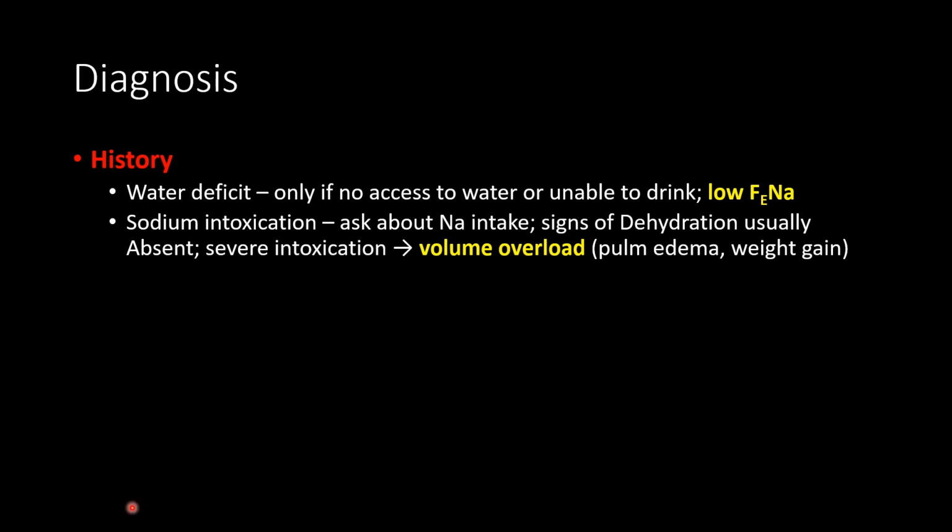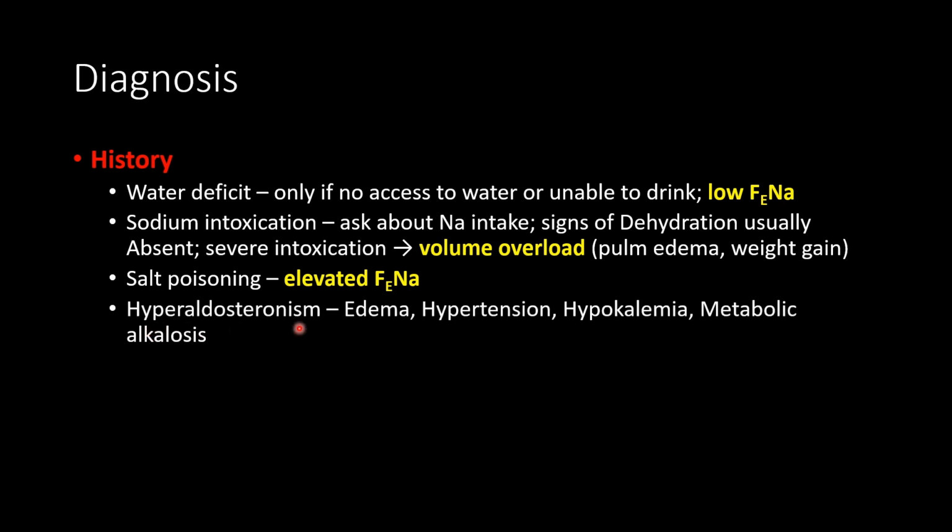And when there is salt poisoning, meaning the patient has taken an excess amount of salt, the body will try to do what? The kidney will try to excrete that excess amount of salt. The kidney cannot excrete fresh crystals, it will excrete the salt dissolved in urine. So the fractional excretion of sodium through the urine will be slightly higher in that case. If there is hyperaldosteronism, the patient may have features like edema, hypertension, hypokalemia, and metabolic alkalosis.